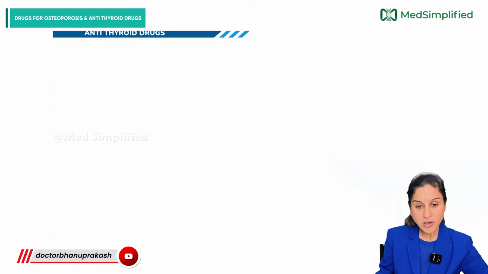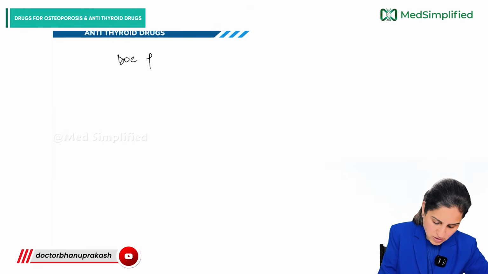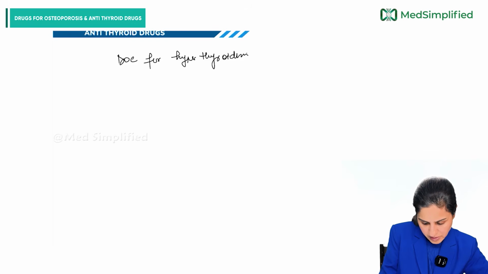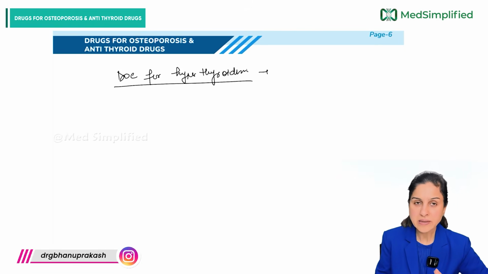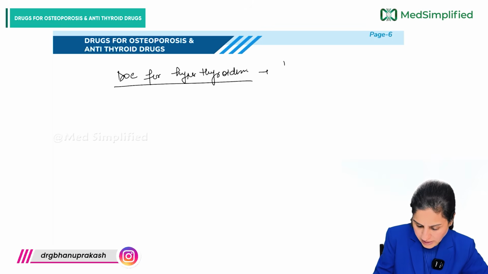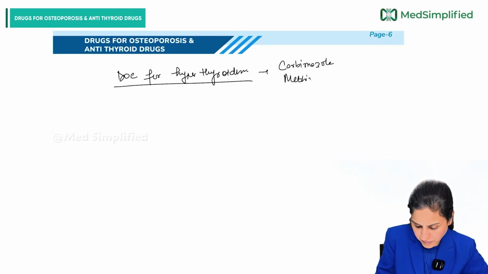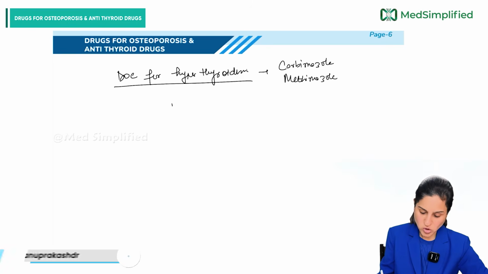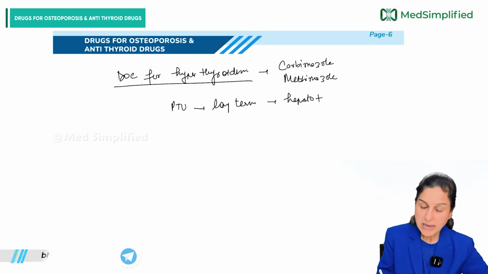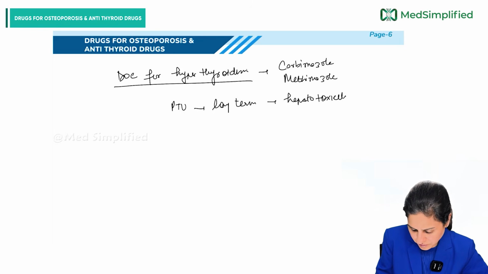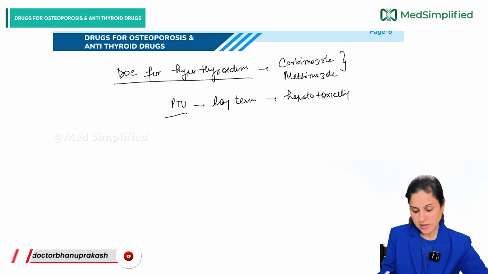Now let's do some important points here. Which is the drug of choice for hyperthyroidism? Out of all these drugs, the drug of choice for hyperthyroidism is the second group, the ones inhibiting the TPO. They are also called the anti-thyroid drugs. And out of that, we have carbimazole and methimazole. This is the drug of choice. Propylthiouracil on long-term use can lead to hepatotoxicity. Therefore, it is not recommended for long-term use. Right? So for long term, we have these two drugs.